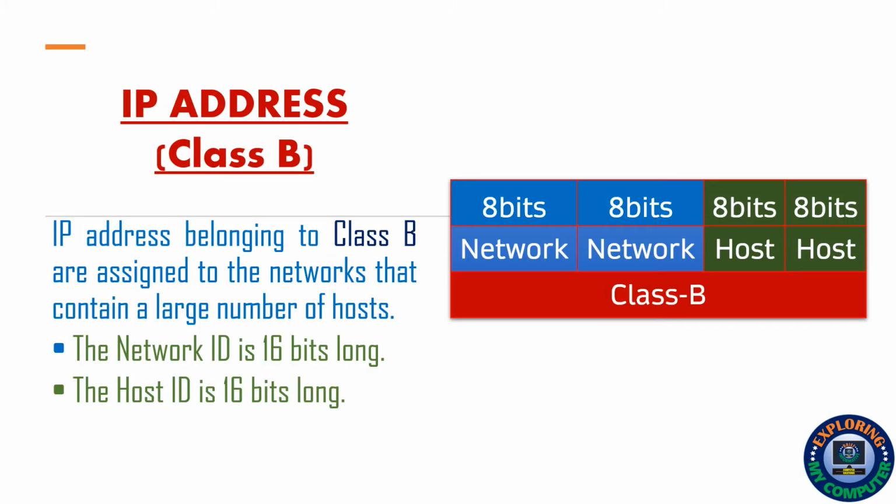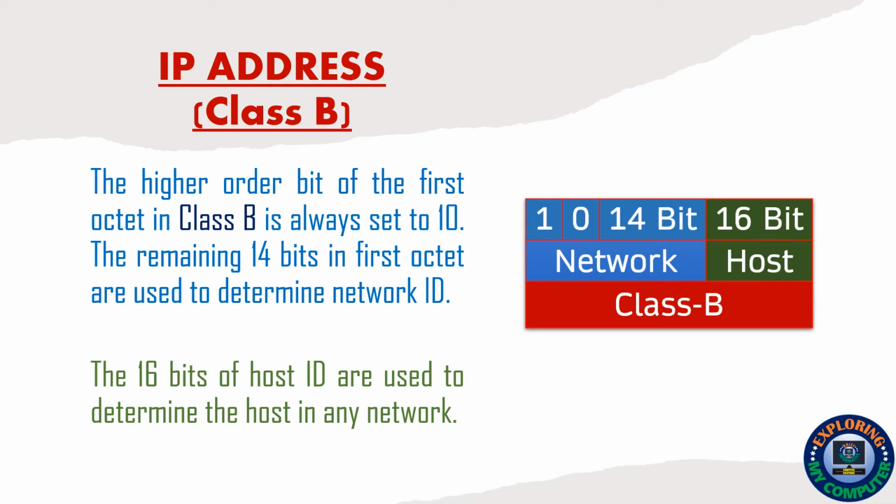IP addresses belonging to Class B are assigned to the networks that contain a large number of hosts, that is, the network ID is 16 bits long and the host ID is 16 bits long. The Class B diagram is shown here. The higher order bits of the first octet in Class B are always set to 10. The remaining 14 bits are used to determine the network ID. The 16 bits of host ID are used to determine the host in any network.